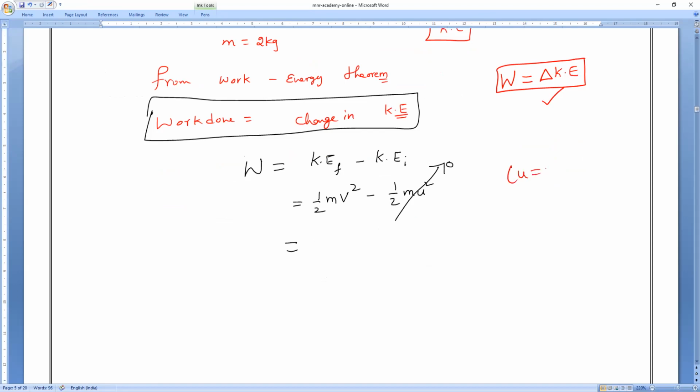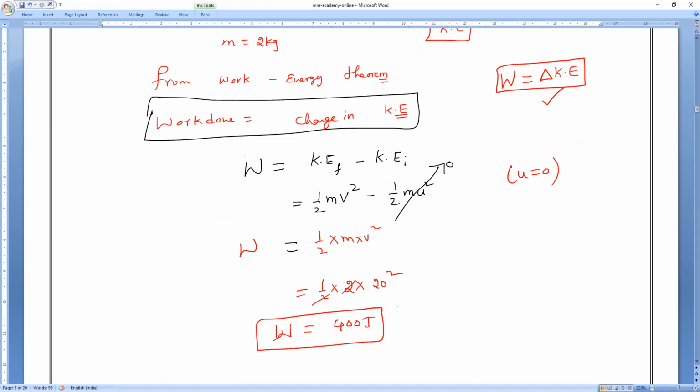So as the initial velocity is 0, this whole term will be 0. So the amount of work done is equal to half into m into v square. So half into m value, how much? 2 kg into velocity 20 square. So 2 will get cancelled. So what is the work done? Anybody? Work done is equal to 20 square, which is 20 into 20. What is the answer?